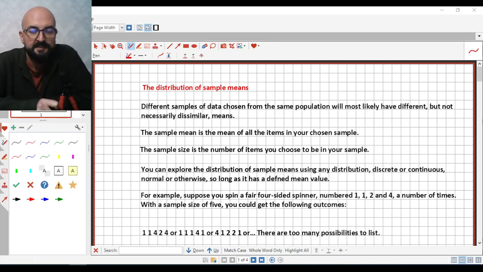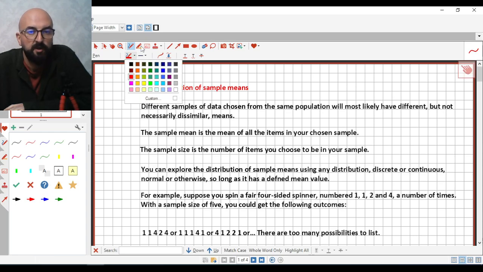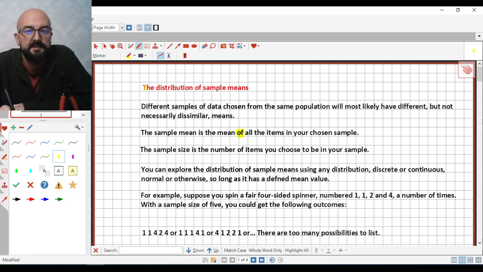Now, in this lesson, we will go on to our topic. It's called sampling, and we will learn the different parts of sampling. It's called the distribution of sample means. Okay, now in this lesson, we can start this topic.